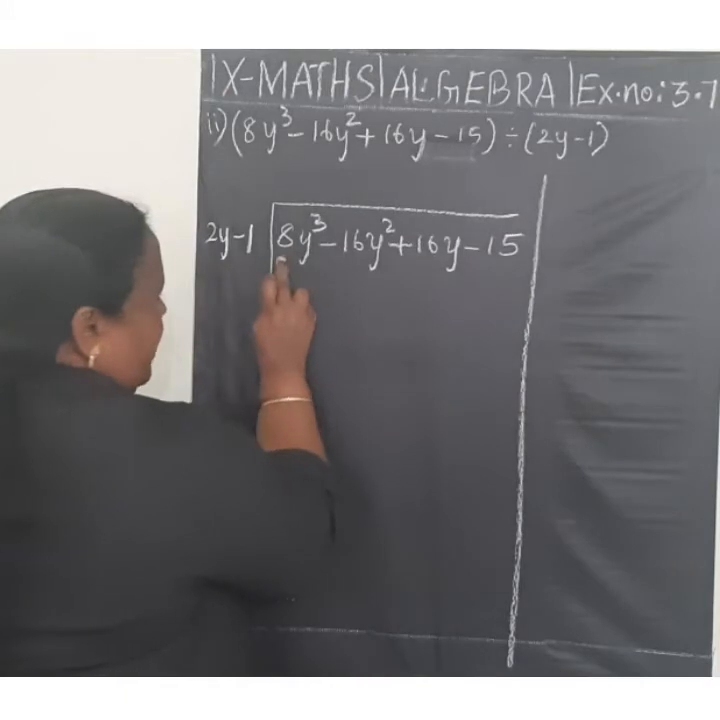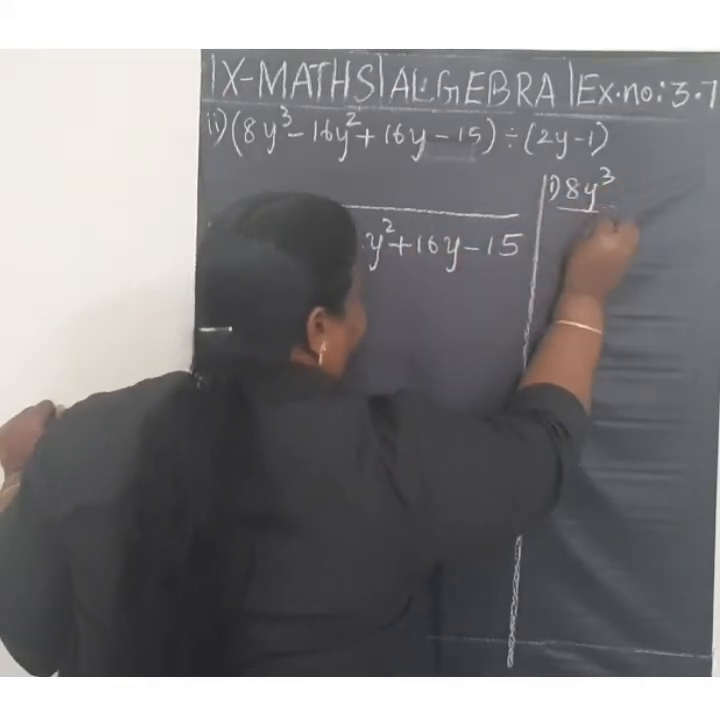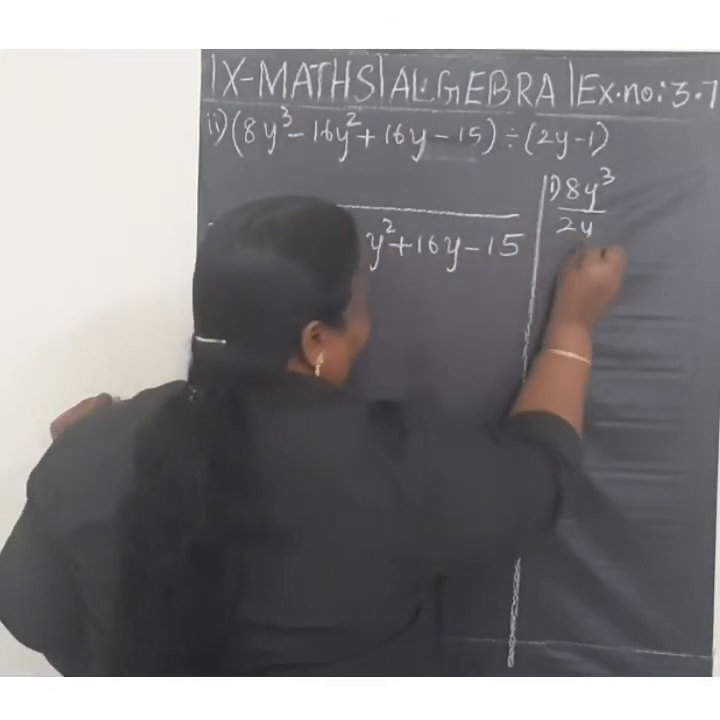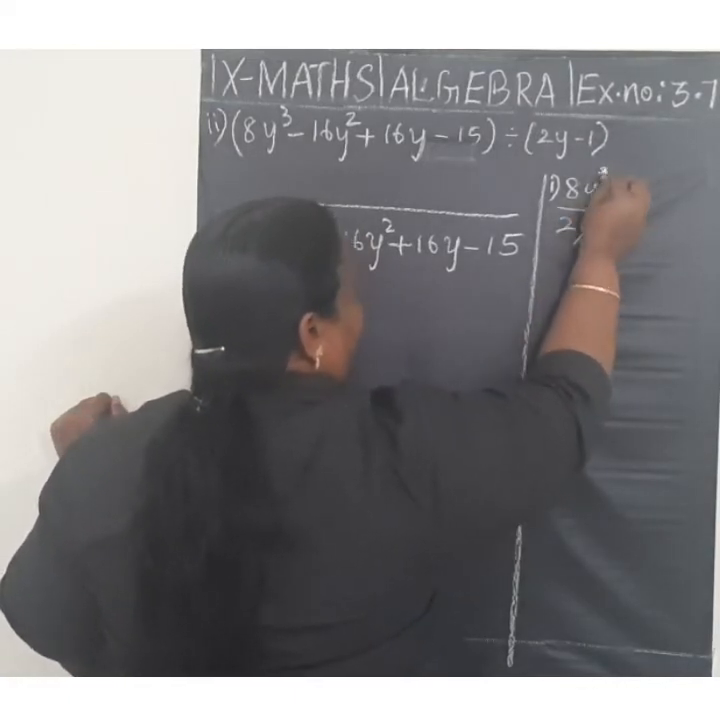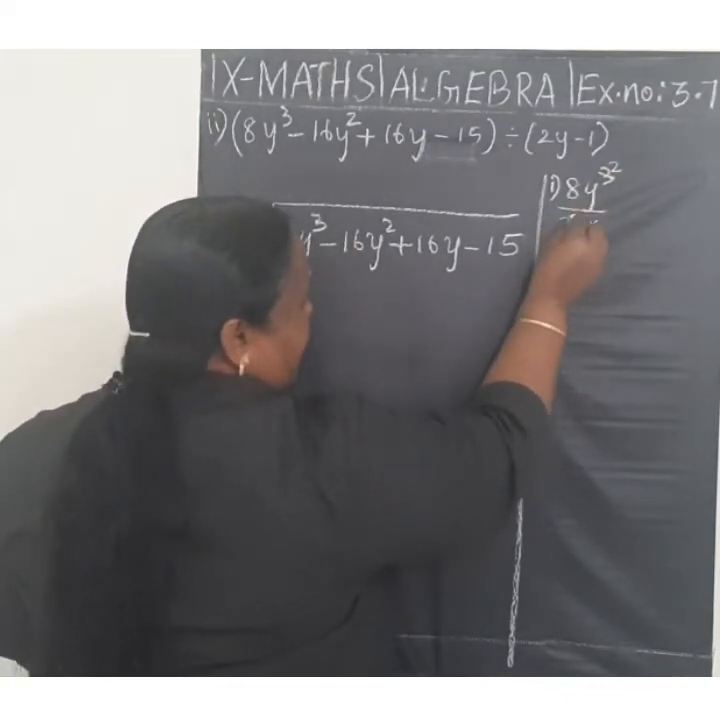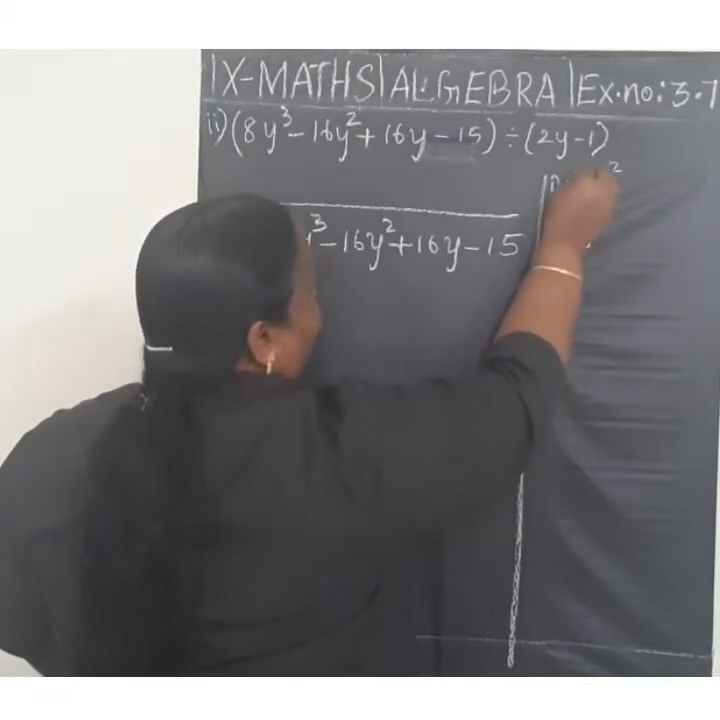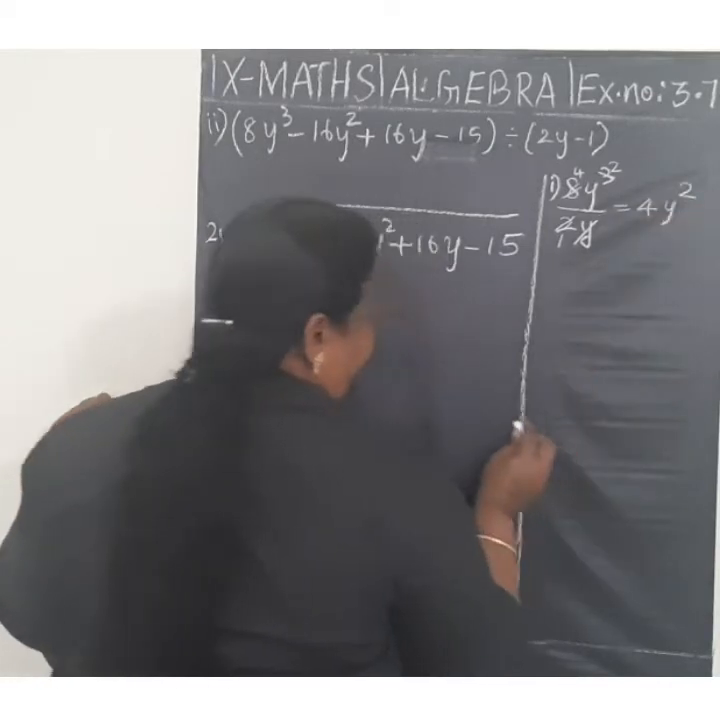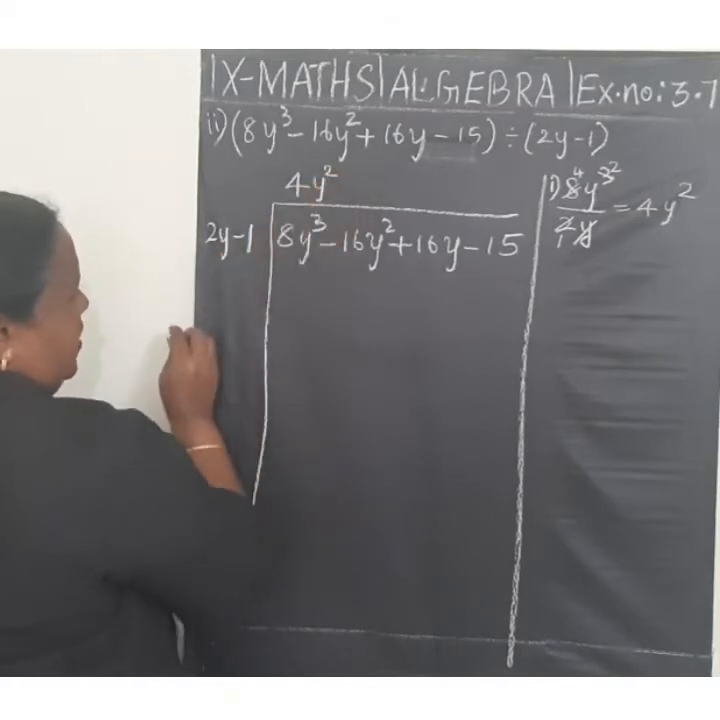So the first term of the dividend is 8y cube, and the first term of the divisor is 2y. So 8y cube divided by 2y. The y cube, one y will get cancelled, and we get y square. Now the numbers: 8 divided by 2, 4 twos are 8. So what we get here is 4y squared. That 4y squared we have to put in the quotient first.